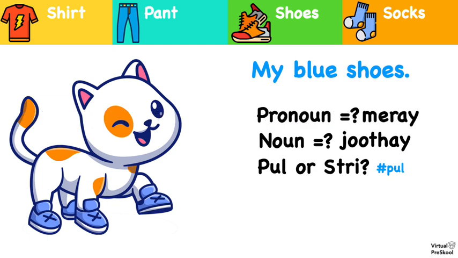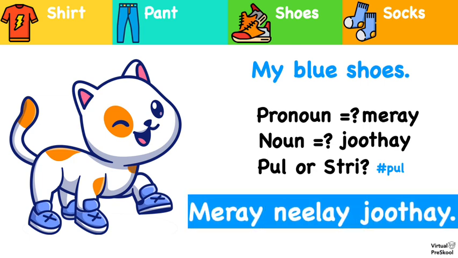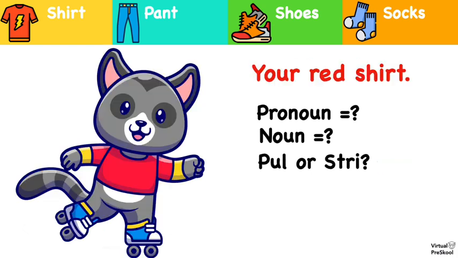It would be mere. And why is it mere and not mera? Because it says shoes, plural. If it was my blue shoe, then it would be mera. But because it is plural, we say mere. So let's put the sentence together. Mere neele joothay.